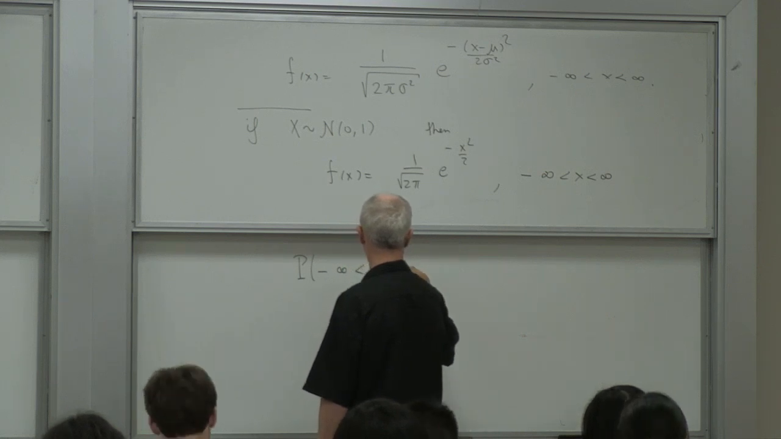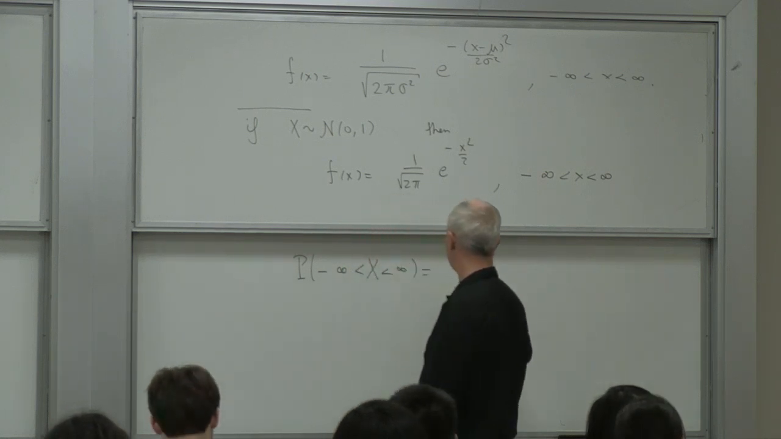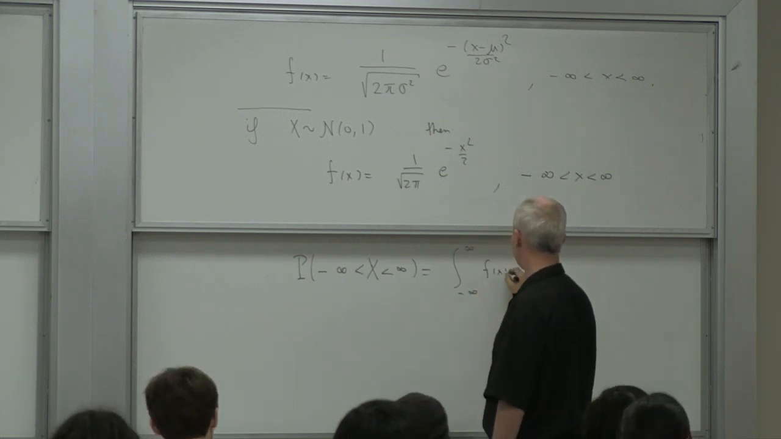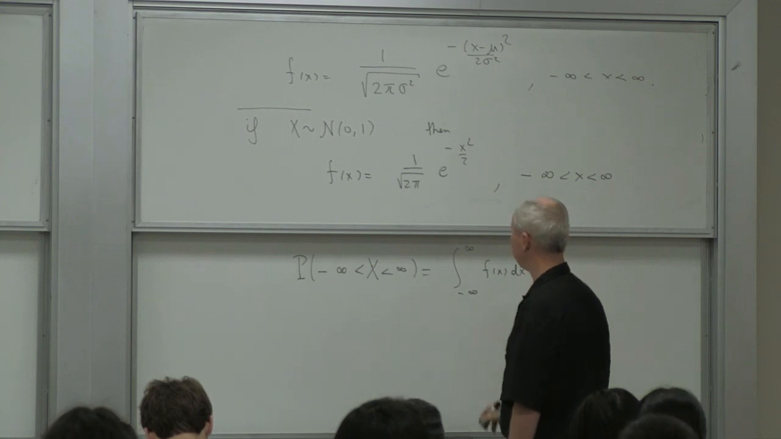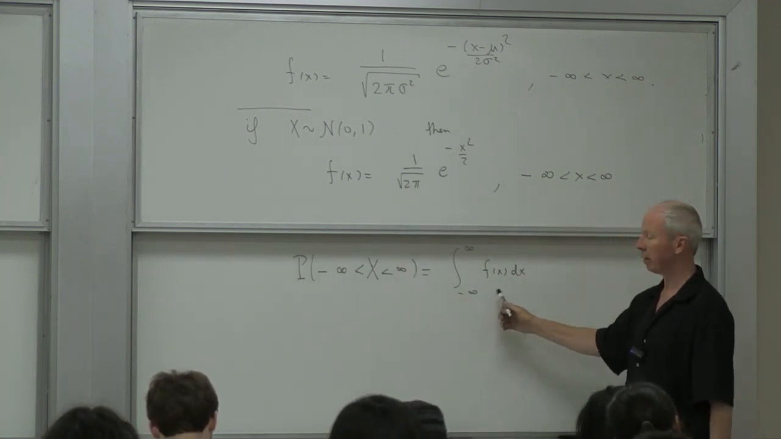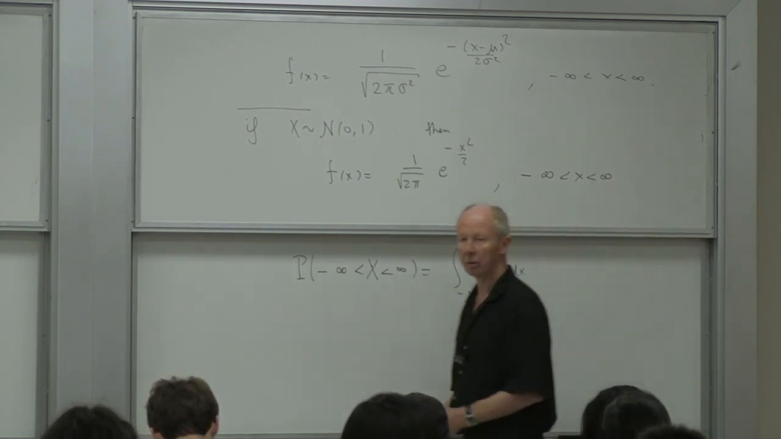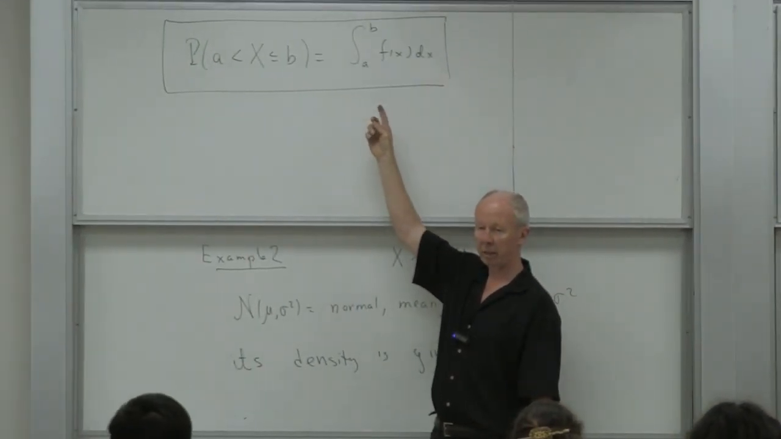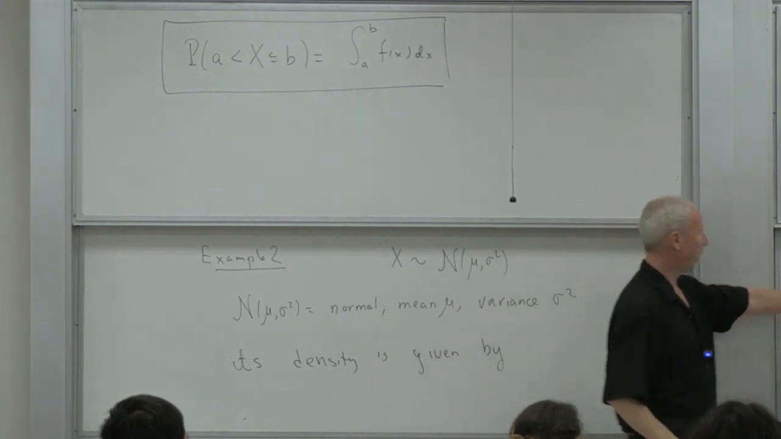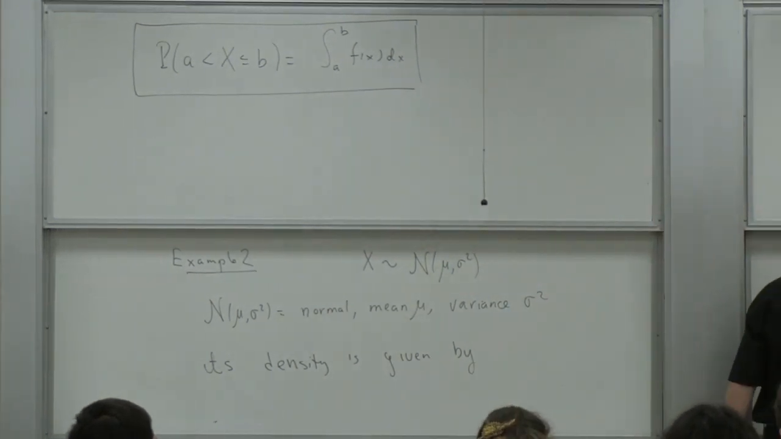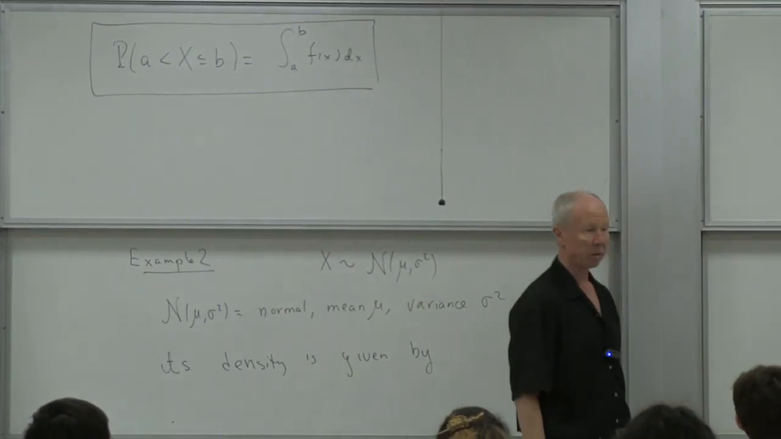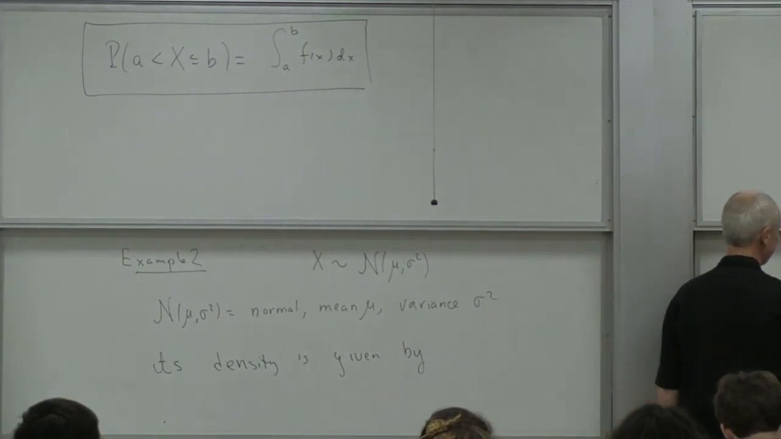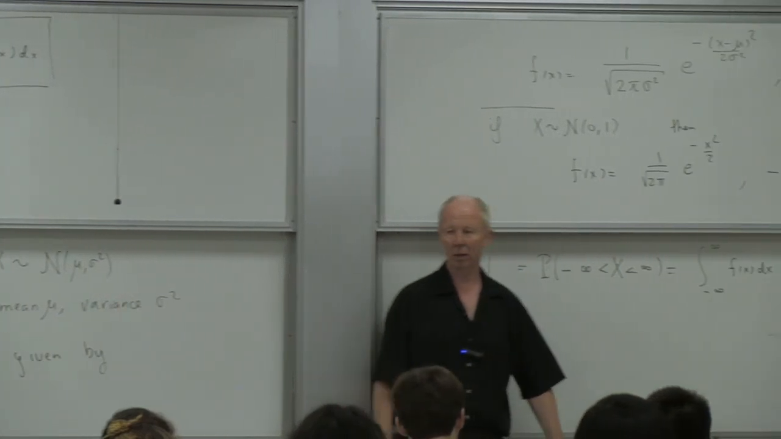For this random variable, and in fact for any continuous random variable with density little f, the probability that capital X is between minus infinity and infinity would be this integral. That's just taking a equal minus infinity, b equal plus infinity here. And what should this number be? What's the probability that the random variable is a number? 1. So the integral of a density always has to be 1.